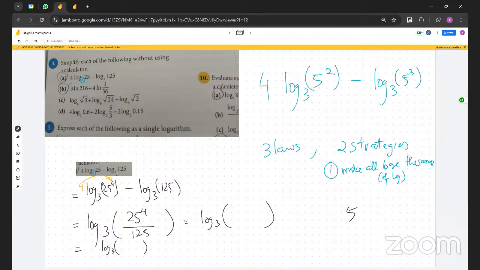5. 5 to the power of 5, correct? I believe it's correct. That's the correct answer, isn't it? Yeah. Okay, good. Good job, try. 5 to the power of 5, and then manually I'll do it this way. 5 to the power of 2 to the power of 4 over 5 to the power of 3. And then this will become logarithm base 3, 5 to the power of 8 over 5 to the power of 3, which will give you 5 to the power of 5. That's manual. Calculator also works as long as you're willing to try.